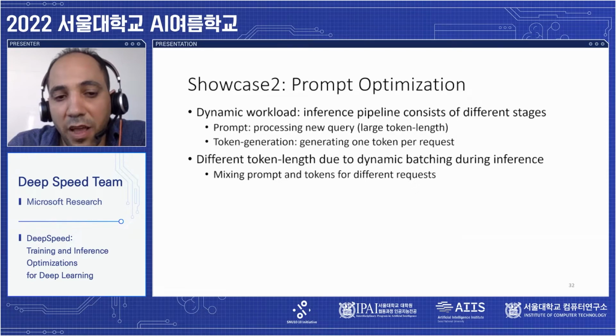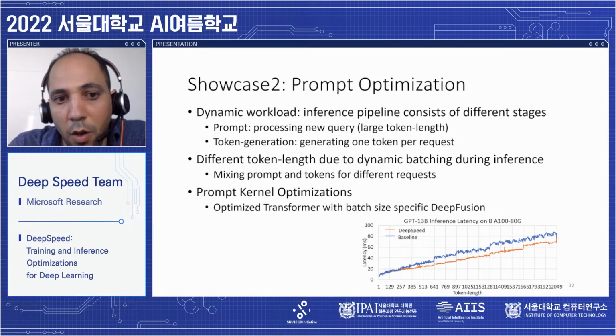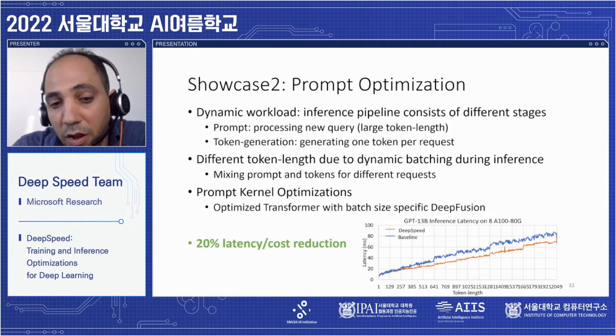And also we can have different token length because of the dynamic batching that happens during the inference. This is because of mixing the prompt and token generation phases together. Next. By using our transformer kernel optimization and adapting the deep fusion to different batch sizes, here we are showing the latency improvement compared to a very good baseline, where we see up to 20% latency cost reduction for the different batch sizes or token length here.